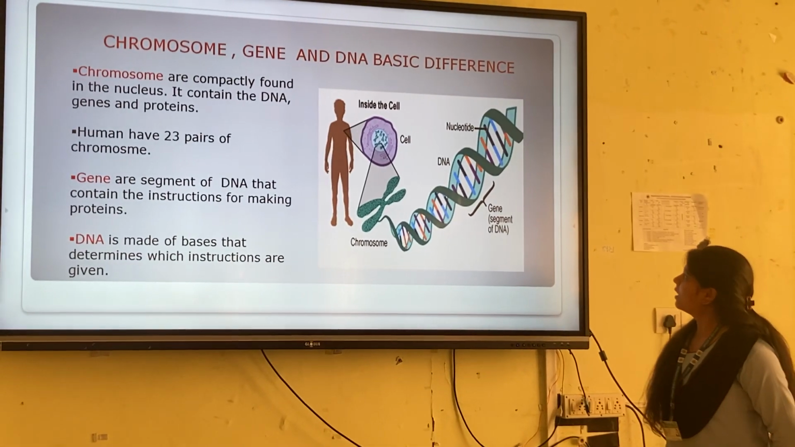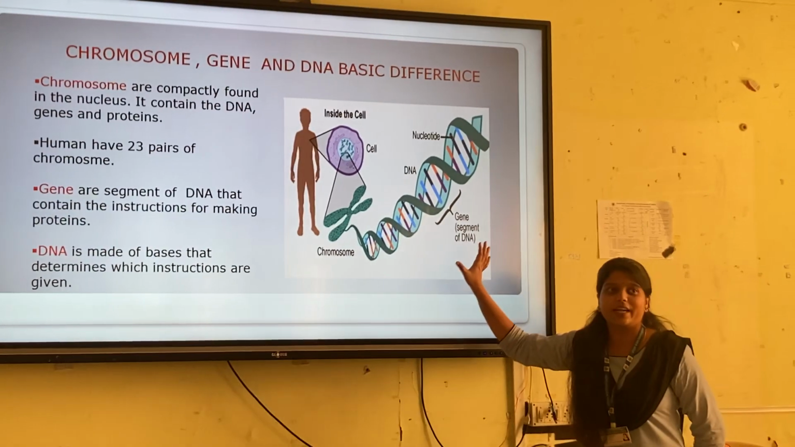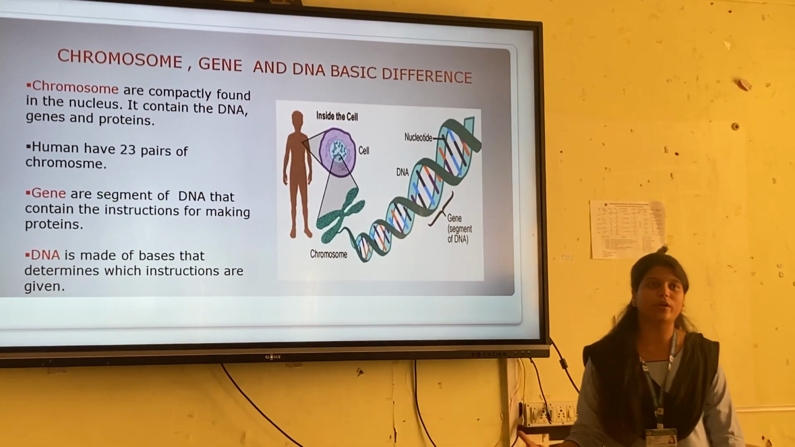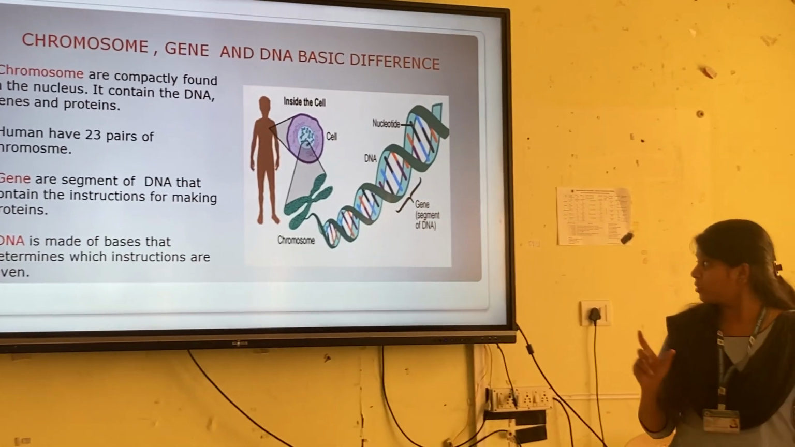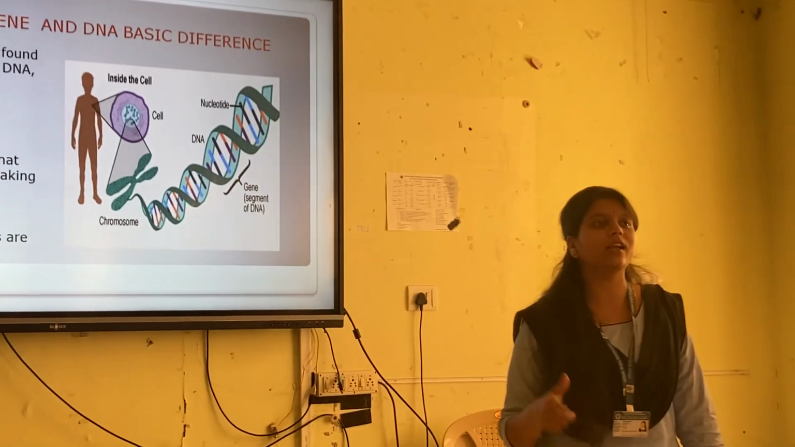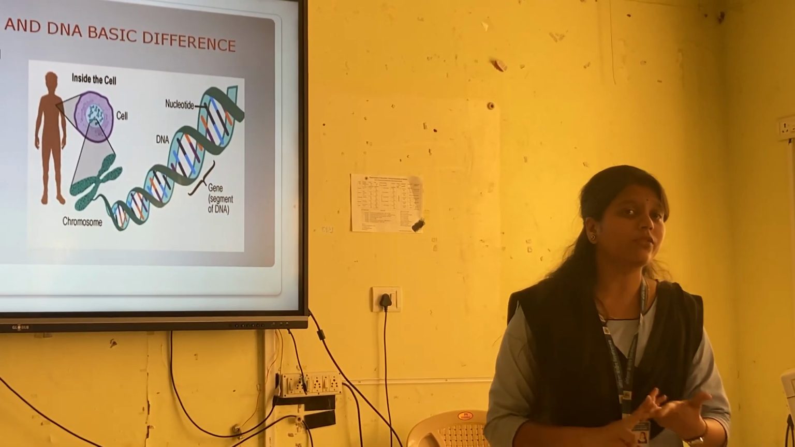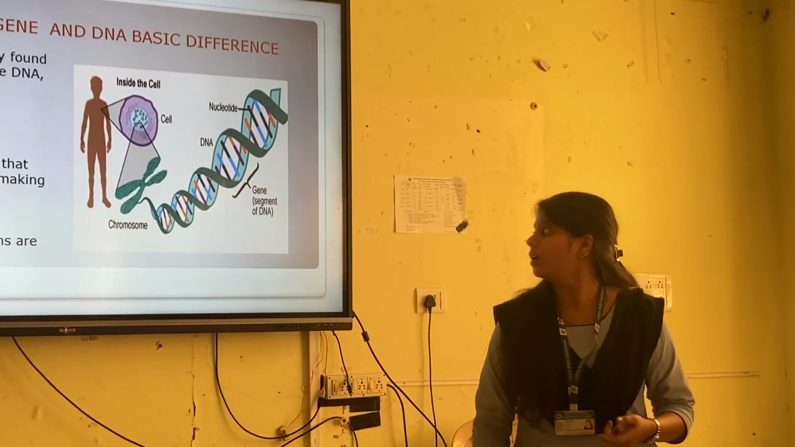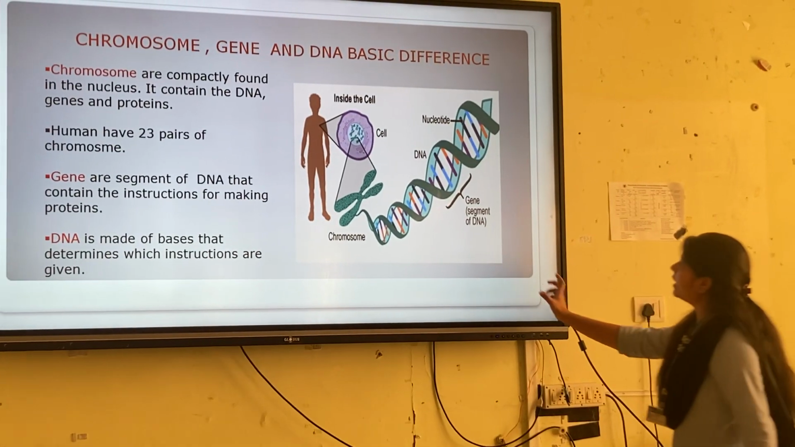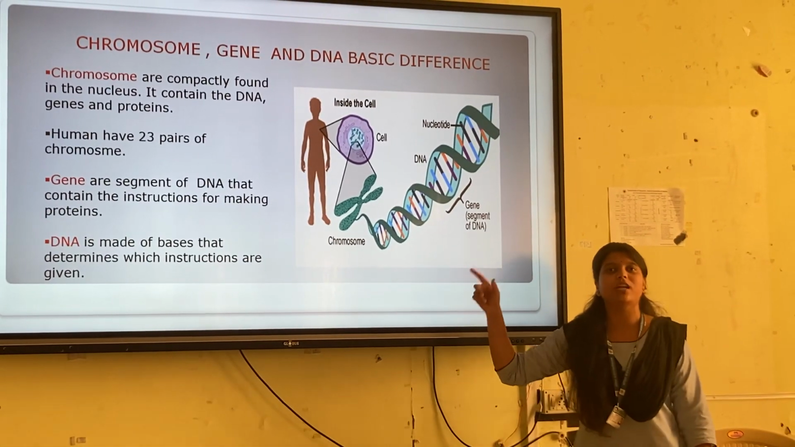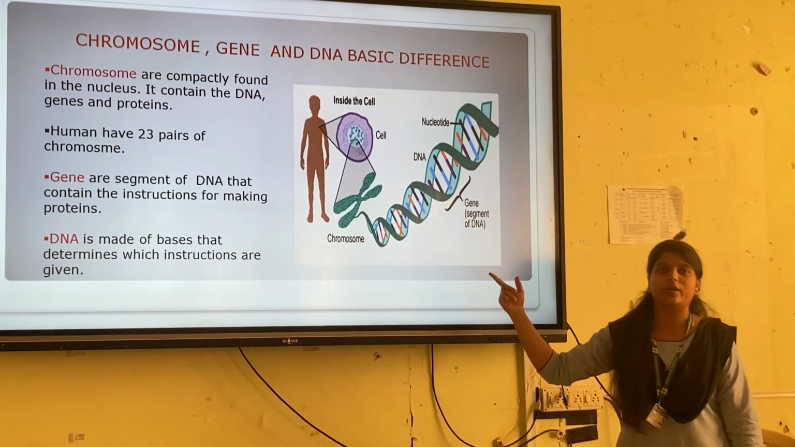Then the gene. Gene is basically a segment of DNA which codes for the protein. In our DNA, in our chromosome, we have many functional and non-functional parts. The functional part we call the exon, and the non-functional part we call the intron. So gene is a segment that is functional. Functional means it codes for the protein.